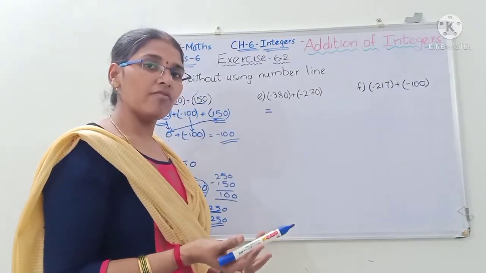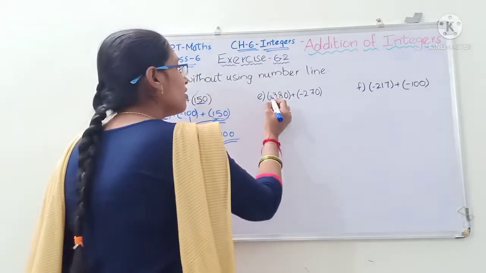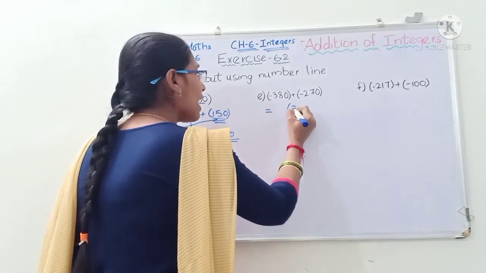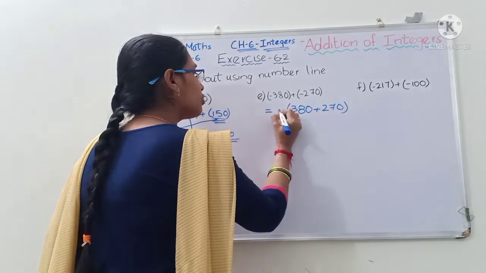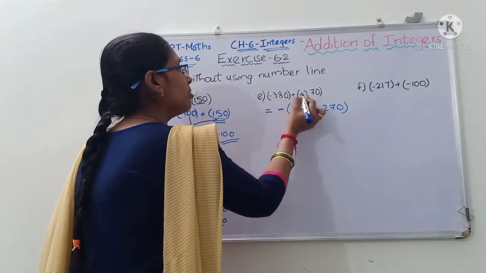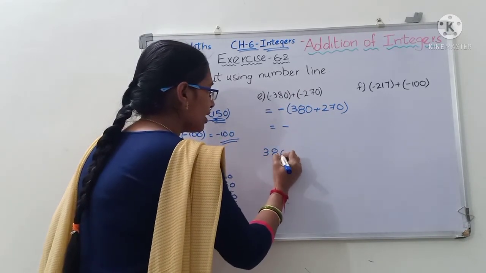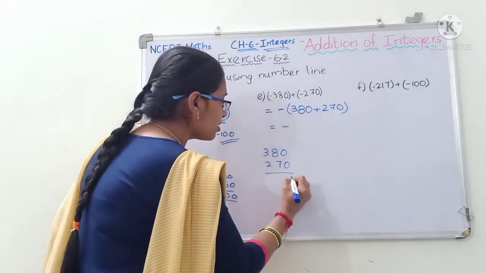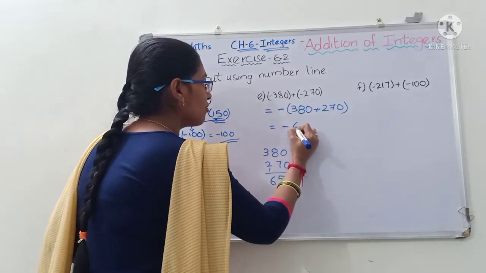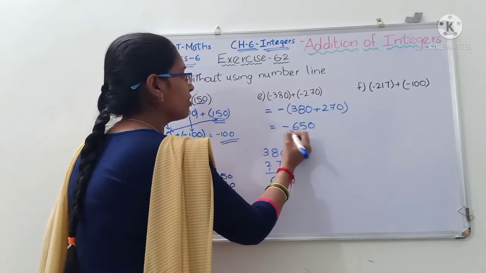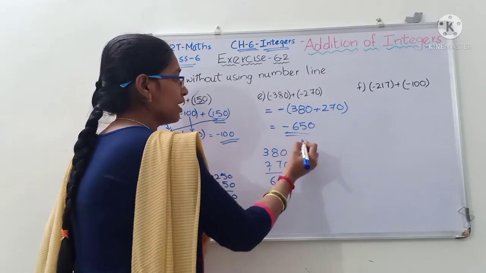5 plus 5 is 10. We need not do anything, right, to do that. 5 plus 6 is simply 11. In that same way, if both numbers are negative, just add the numbers first. 380 plus 270. For this result, you should add negative sign because both numbers are negative. So minus 380 plus minus 270 is 380 plus 270. 0 plus 0, 0. 8 plus 7 is 15. 3 plus 3 is 6. 650. The answer is minus 650. Why is this minus? Because both numbers are negative. We got result as minus, negative.